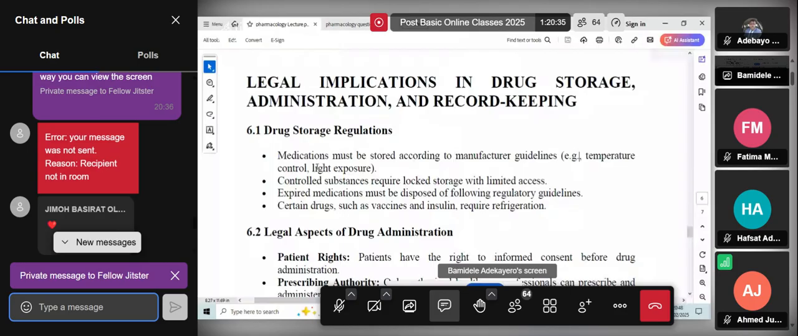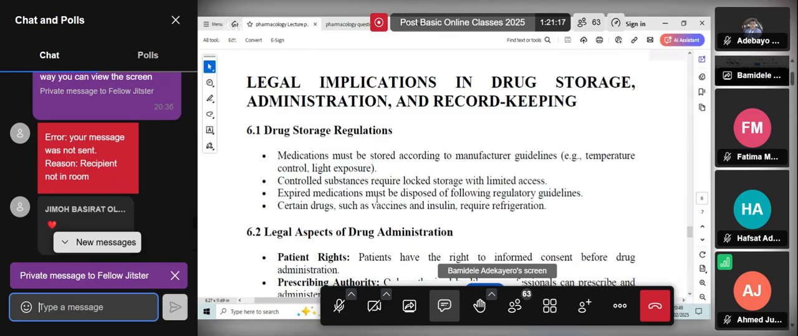Some medications should not be exposed to light. For instance, those of us that work in theater, propofol should not be kept in direct sunlight, or diazepam should not be kept in direct sunlight. In fact, most medication should not be kept in direct sunlight. Now we have controlled substances. All of us that have gone to board, we have the CD cupboard. That is where we keep all controlled drugs. Controlled drugs such as morphine, pentazocine, midazolam, propofol, all of those medications are controlled substances and should be locked.